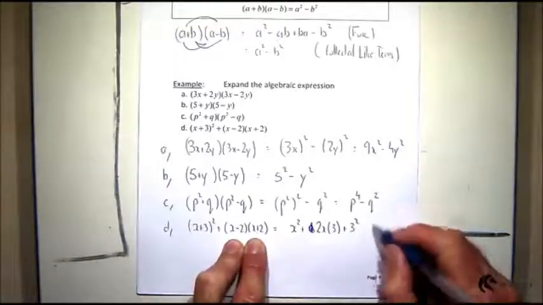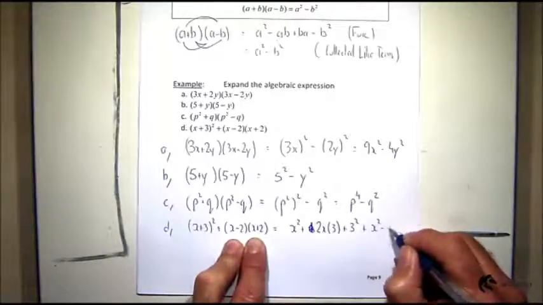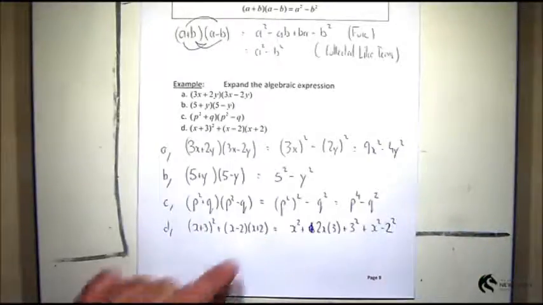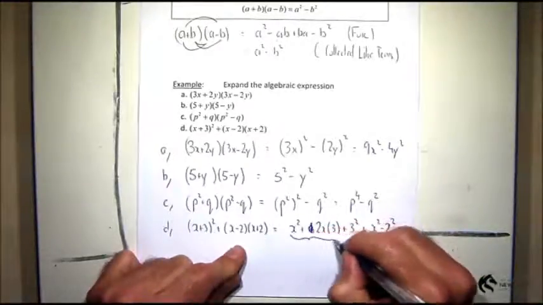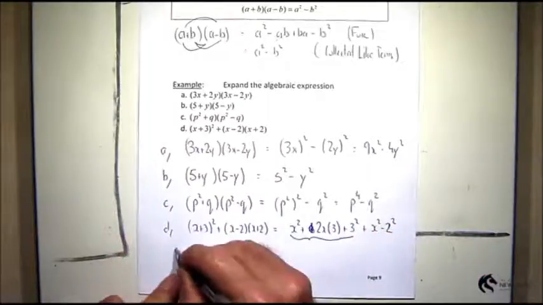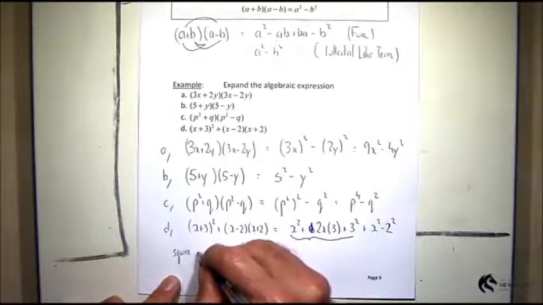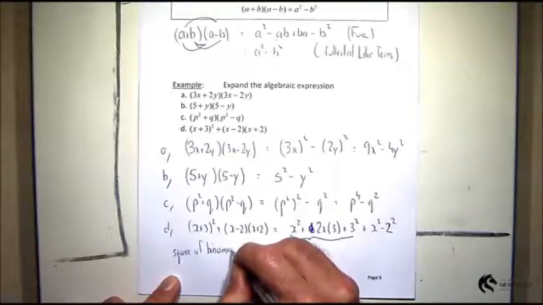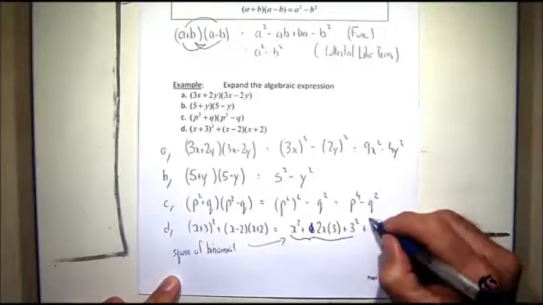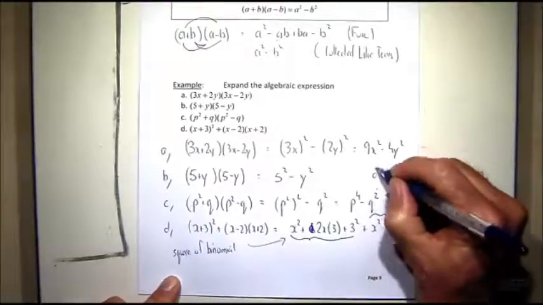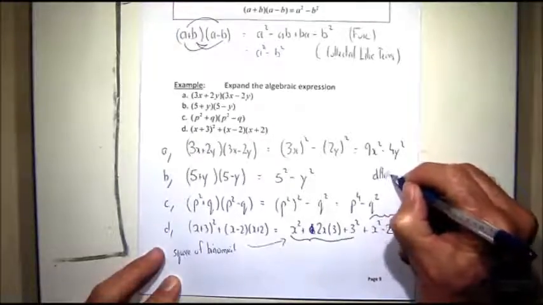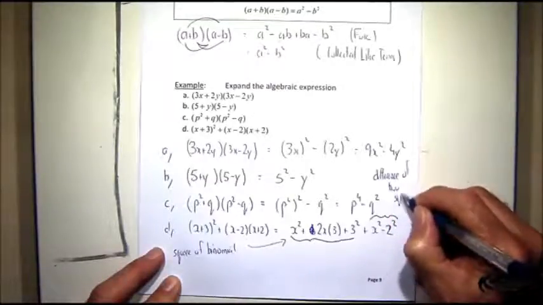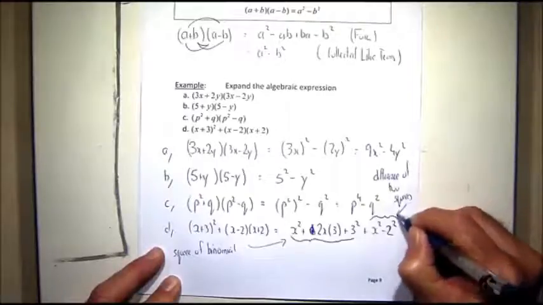So this will become plus x squared minus 2 squared. So let's just highlight that there. This is the square of a binomial, and this one is our difference of two squares.